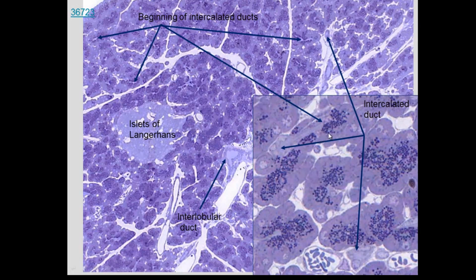You can see the central acinar cells radiating through there, which is actually the beginning of a duct. And you see this multiple times. And here's the intercalated duct, another intercalated duct. And these here are the interlobular ducts in the connective tissue between the different lobes.